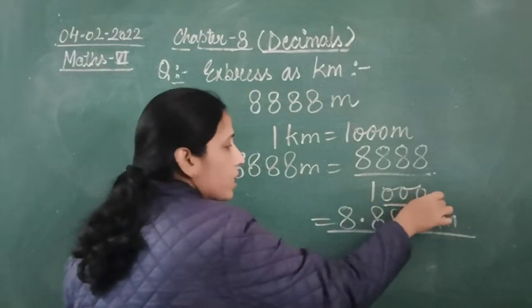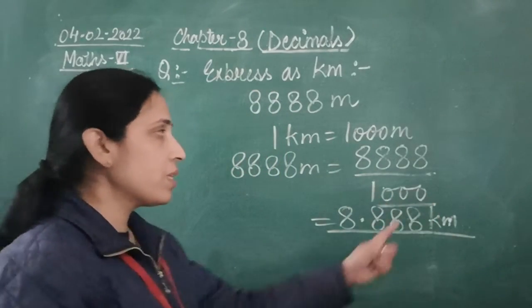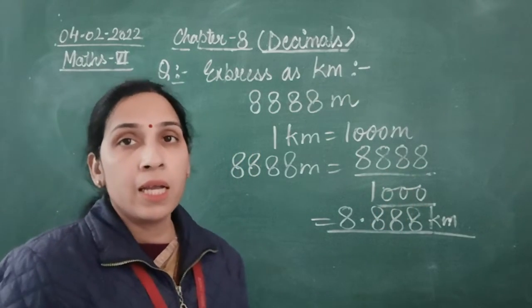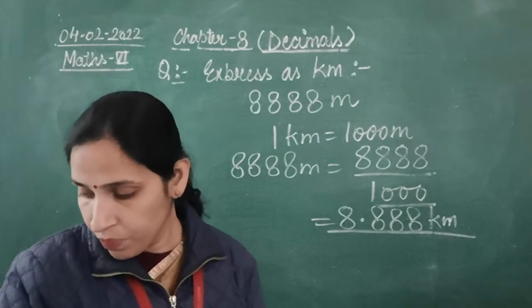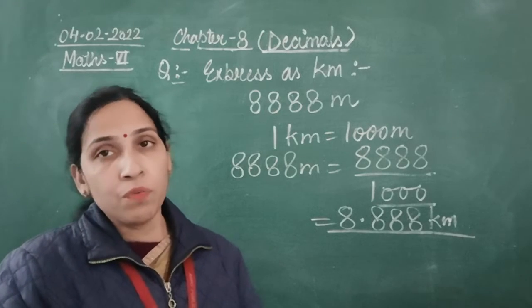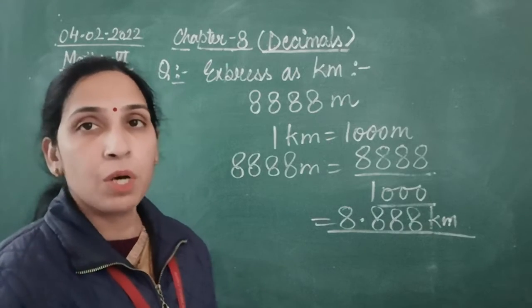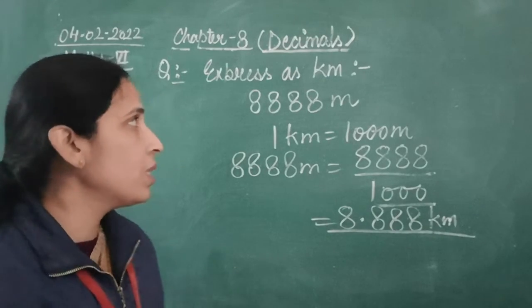So three zeros are there in the denominator, so we require 3 decimal places, 1, 2, 3, and we'll put the decimal: 8.888 kilometer. The same kind of question you will have related to kg or gram. Now children, we will come to the next question.